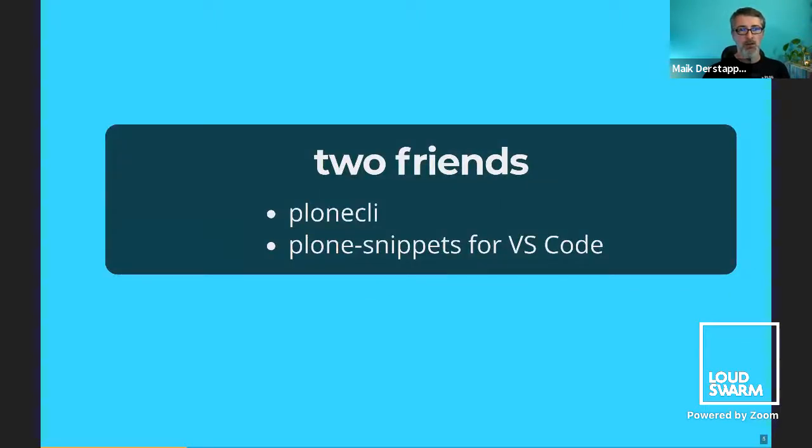These are our two friends for now. One is the Plone CLI, which is also heavily based on Bob templates Plone. And we also have Plone snippets, a plugin for VS Code, which we will see in action soon.